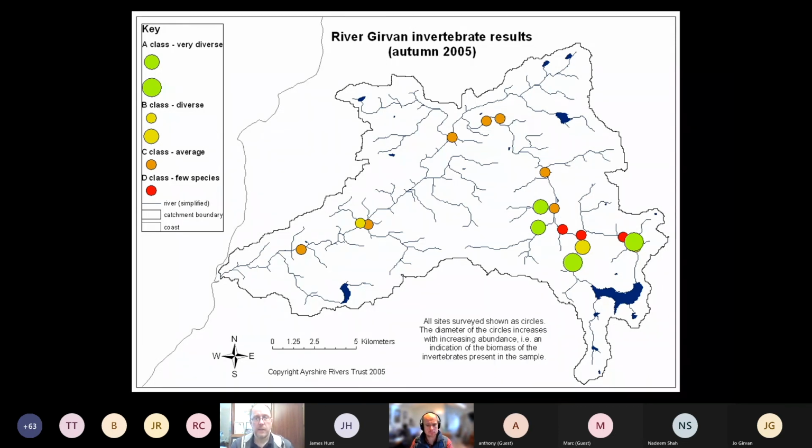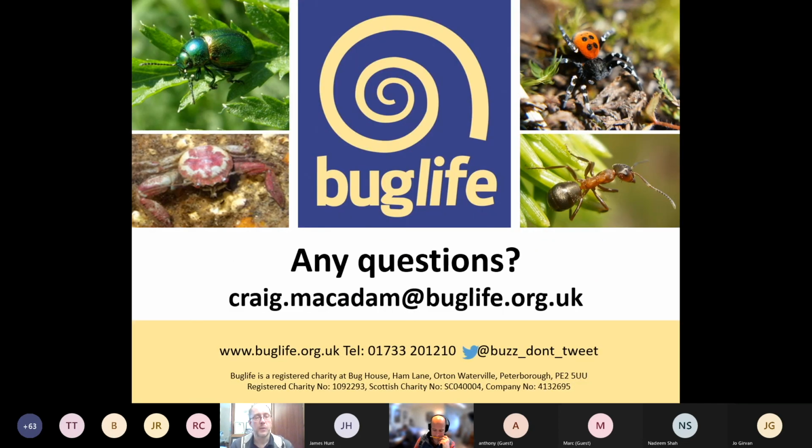So that's really just a very quick introduction to what you can do with invertebrate data. I think the key thing is that you can collect a sample of invertebrates once and you can interpret it for a whole range of different topics, to different factors.